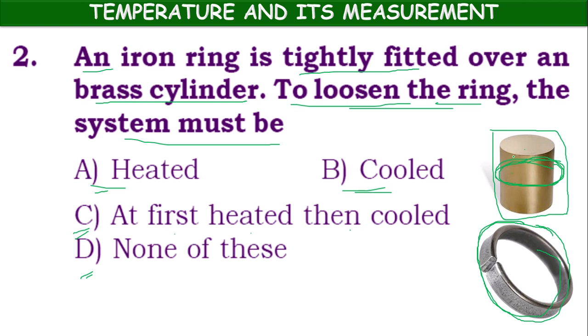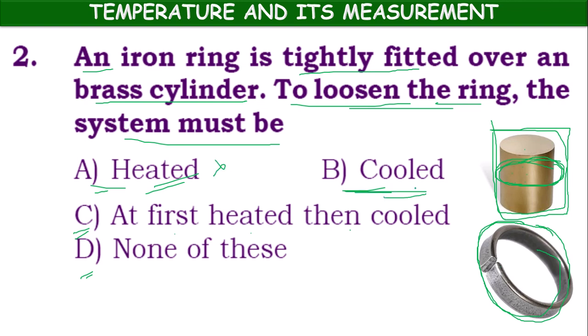So here children, the thermal coefficient of the brass cylinder is more than iron. It means if both are heated, the brass cylinder will expand more compared to iron. So if we heat it, what happens? The brass cylinder will expand more than iron, so it will become still tighter. So heated is the wrong option.